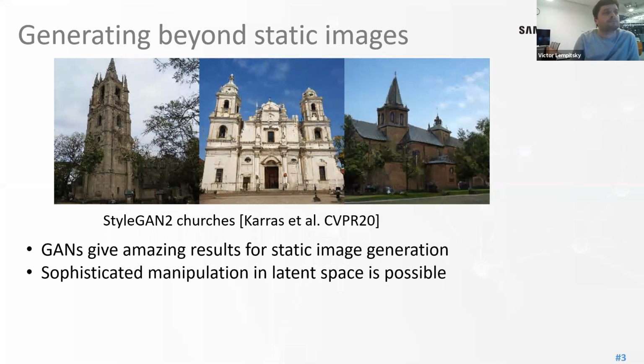As such, GANs are not only tools for modeling the distribution of natural images, but also a very useful tool for modifying them and for working with them. Now the thing we'll be discussing today is how we can move beyond static images to some more complex objects while trying to retain the high resolution, high quality results of GANs for static images.